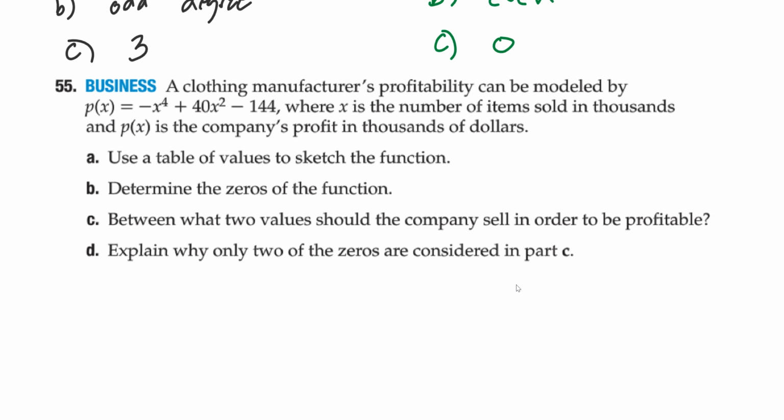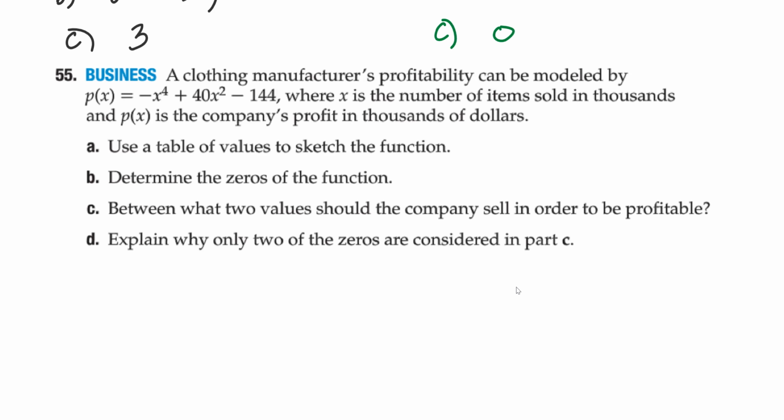Okay, last thing. Application problem. A clothing manufacturer's profitability can be modeled by P of X equals this, where X is the number of items sold in thousands, and P of X is the company's profit in thousands of dollars. So keep in mind, we always want to know what each thing means. P of X is profit in thousands, so that's profit, and X is the number of items they sold. So X is how many things they sold.